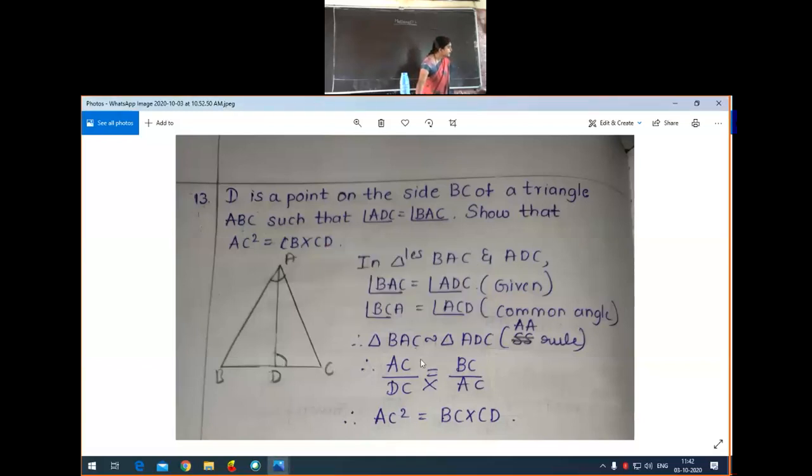See here, got the idea how to write this? AC divided by DC. It may seem like one triangle to you, but these are different triangles. ABC and ADC, separately we have to imagine: AC by DC is equal to BC by AC. Is that clear, students? Okay, so this is the proof.